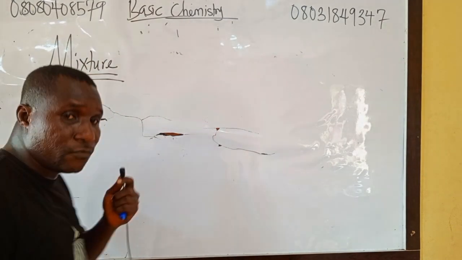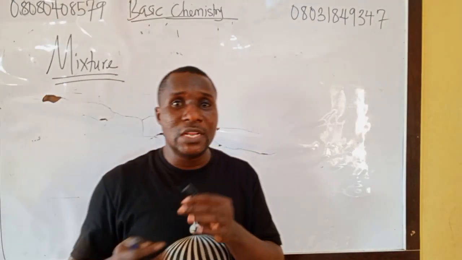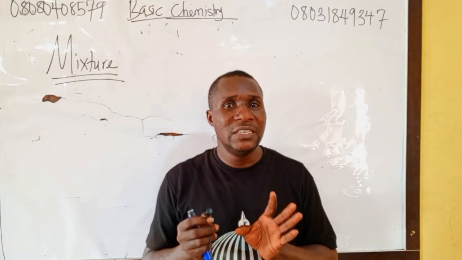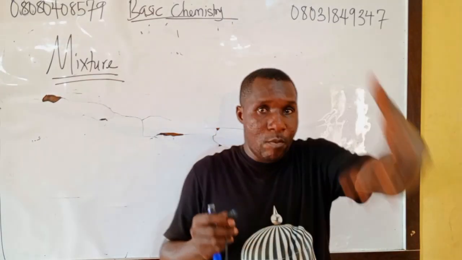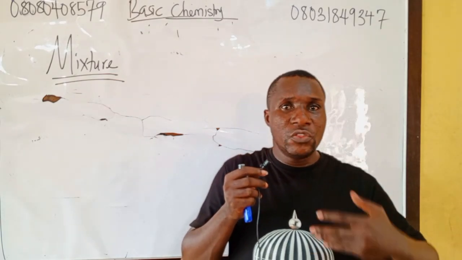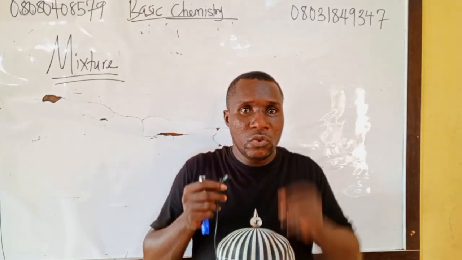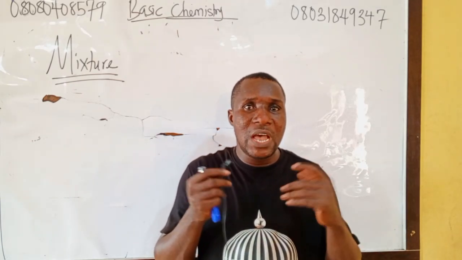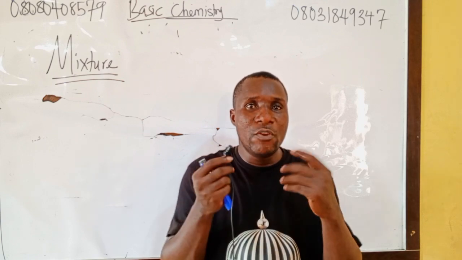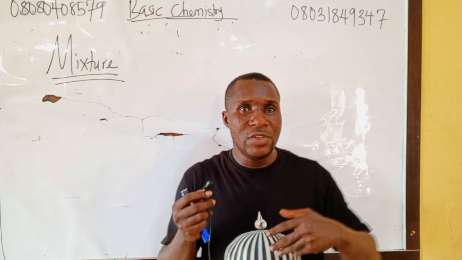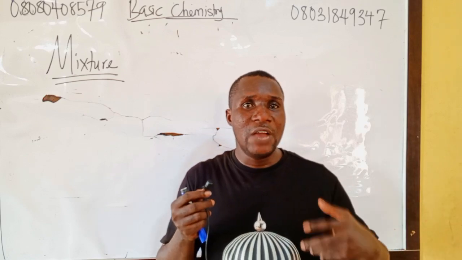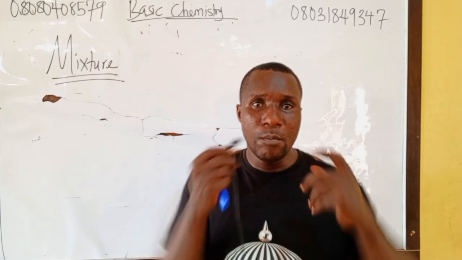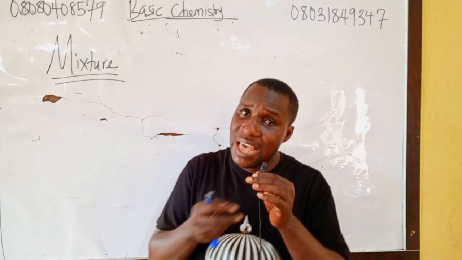Mixture is just the combination of two or more constituents. The constituents can be element and compound, or compound and compound, which are not combined in a fixed proportion. That means they are combined in non-fixed proportion. That means there is no particular proportion for them. That means they are not chemically held together.